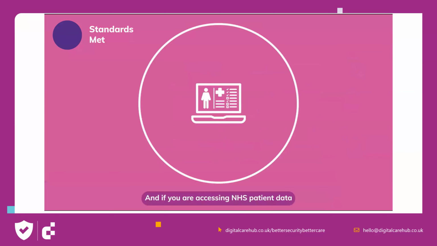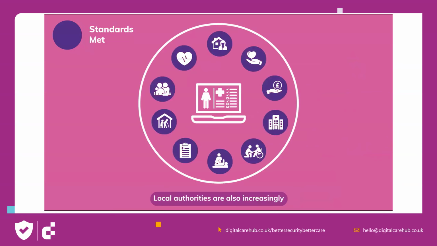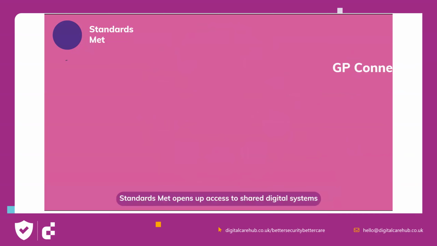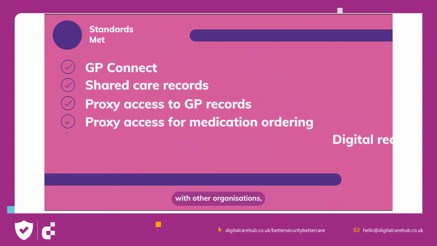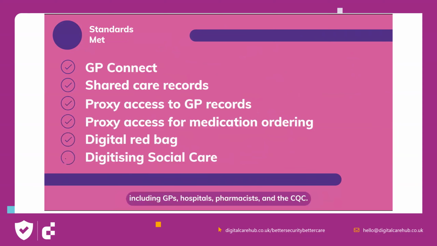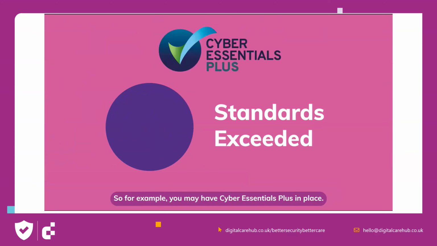And if you are accessing NHS patient data or delivering services under an NHS contract, you must have reached standards met. Local authorities are also increasingly asking for the DSPT in their contracts. Standards met opens up access to shared digital systems with other organisations, including GPs, hospitals, pharmacists and the CQC. It underpins the government's programme to digitise social care. Finally, standards exceeded indicates that you have gone beyond required standards. So, for example, you may have Cyber Essentials Plus in place.